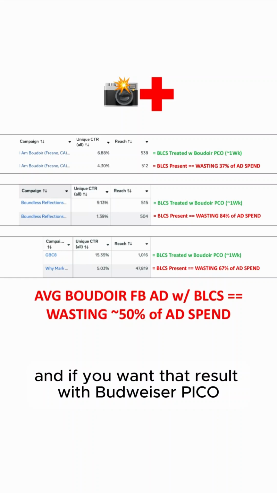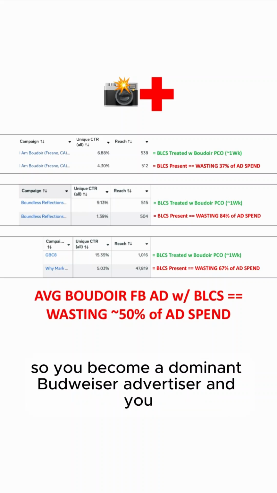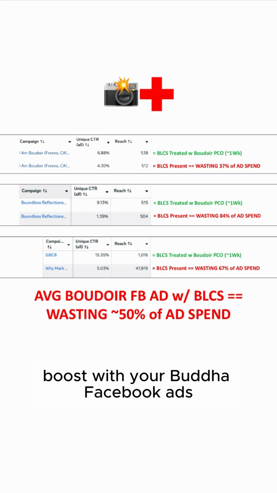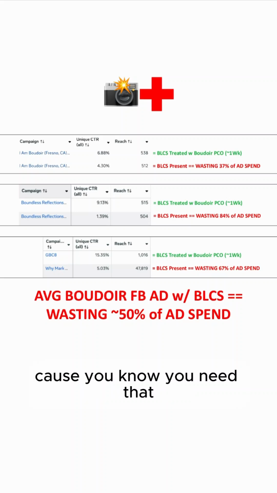And if you want that result with Boudoir Pico, because you want to achieve pre-click alignment, so you become a dominant boudoir advertiser, and you achieve boudoir brain entry boost with your boudoir Facebook ads, because you need that on your path to becoming the #1 boudoir photographer in your city.